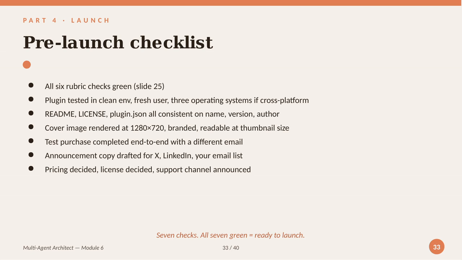6. Announcement copy drafted for X, LinkedIn, and your existing email list. You'll want to post within hours of launching. Have the copy ready. 7. Pricing, license, and support channel all decided and announced. The buyer should know what they're paying, what they're allowed to do, and where to ask questions before they click buy. Don't launch until all 7 are green. Each red item is a future support ticket waiting to happen.